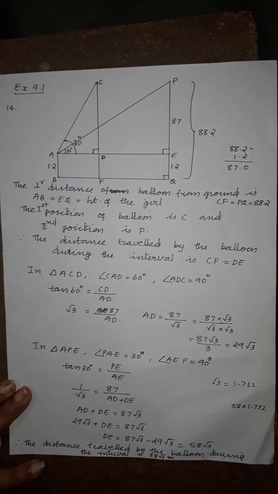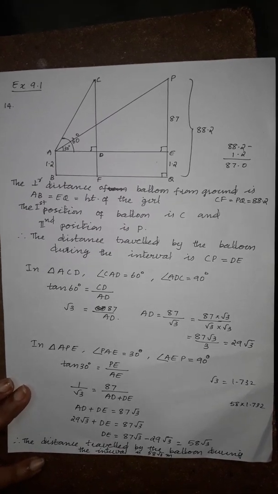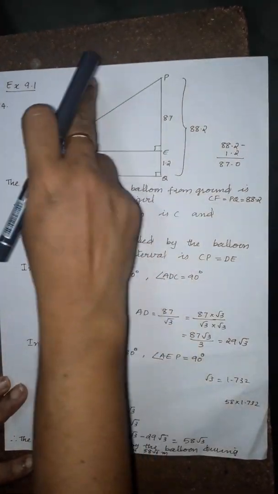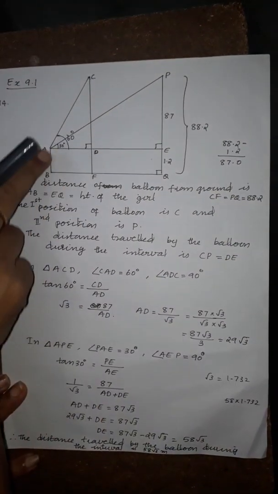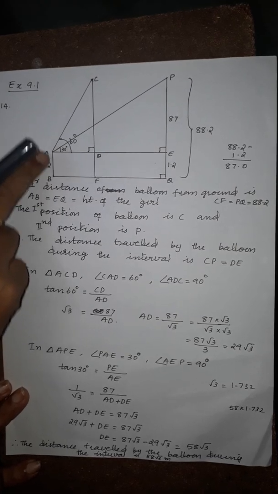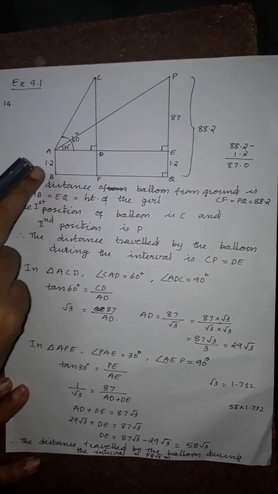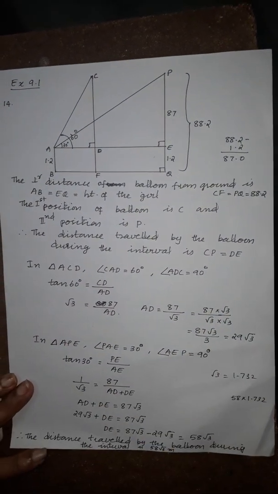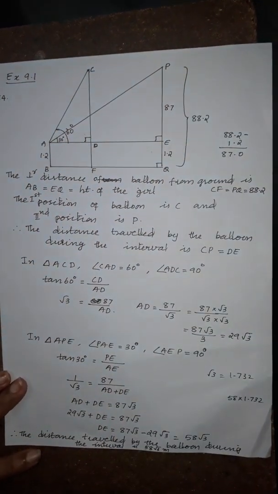The diagram is given here, but in exam time, only the question is given and we have to draw the diagram. So read the question and take the positions as 1 point. Here the height of the girl is given, so we consider it here. If the girl is viewing the balloon and the height is not given, then you don't consider the height of the girl. Okay, we can take 88.2 straight away.